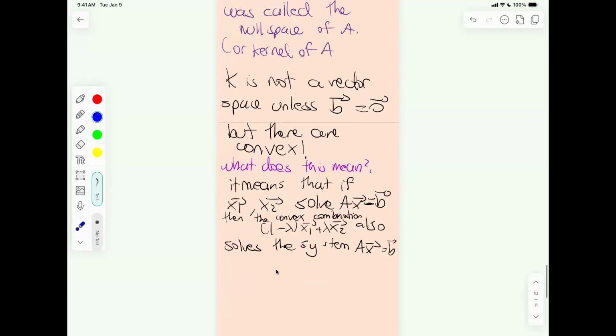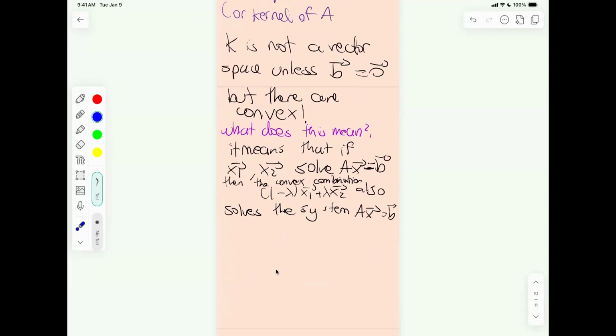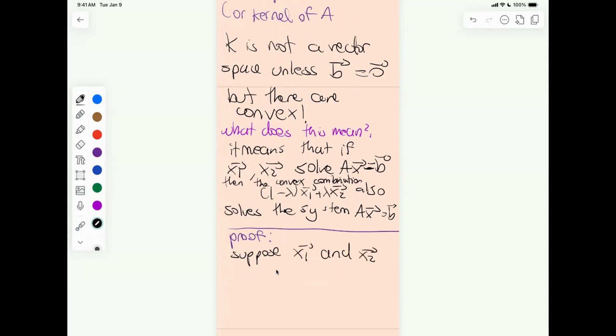Okay, so it's kind of like a similar proof to that, but you'll see the magic that happens now. So what is the proof? Okay, so suppose x1 and x2 belong to K.